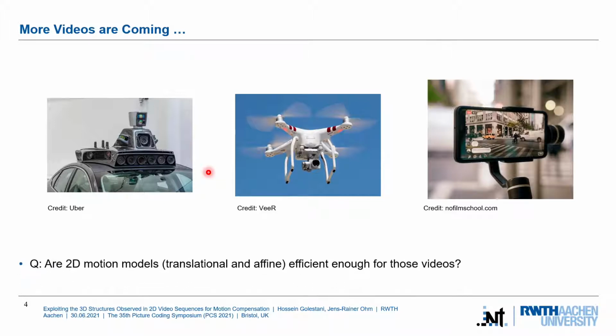Here is a big question. Are the available 2D motion models efficient enough for those videos? This presentation will answer the question and propose a method to reduce the bitrate of VVC up to 5%.